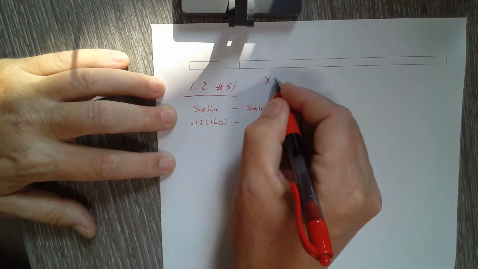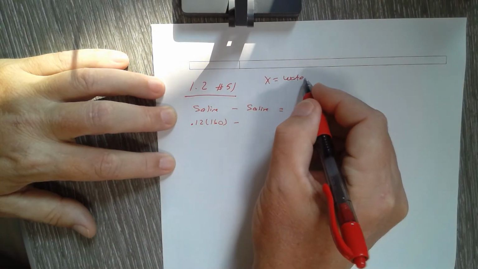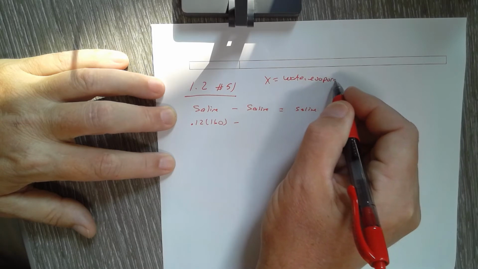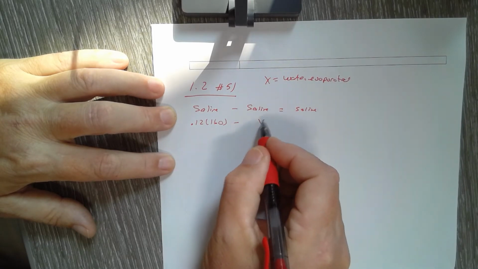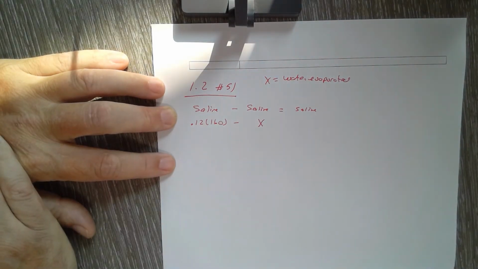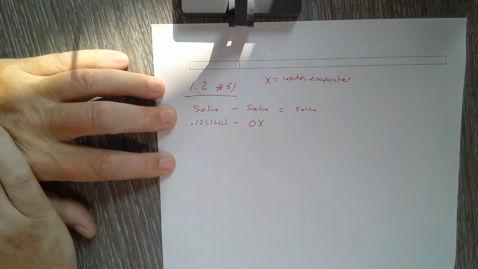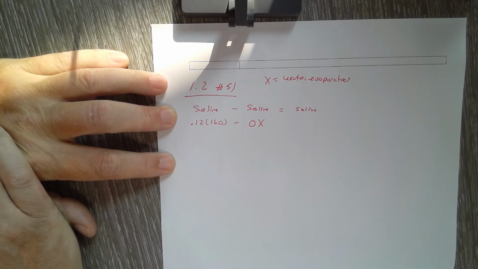So if I let X be the water evaporated, then I have to think to myself, well, how much of that is saline? Well, none of it is. So I'm actually evaporating 0x, okay? Because that's going to be how much saline there is.